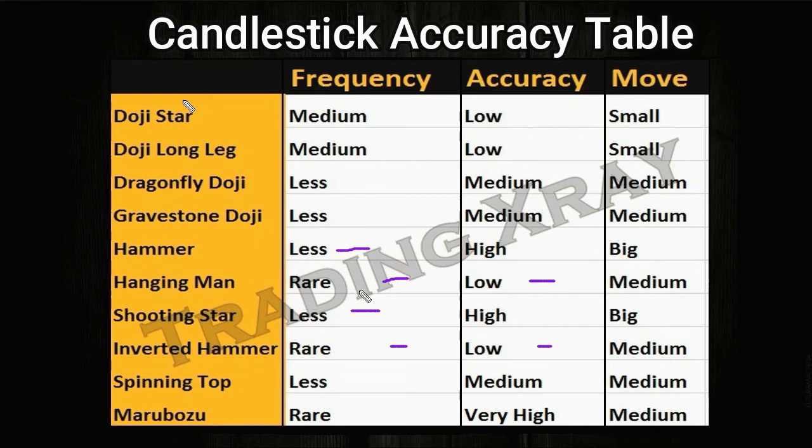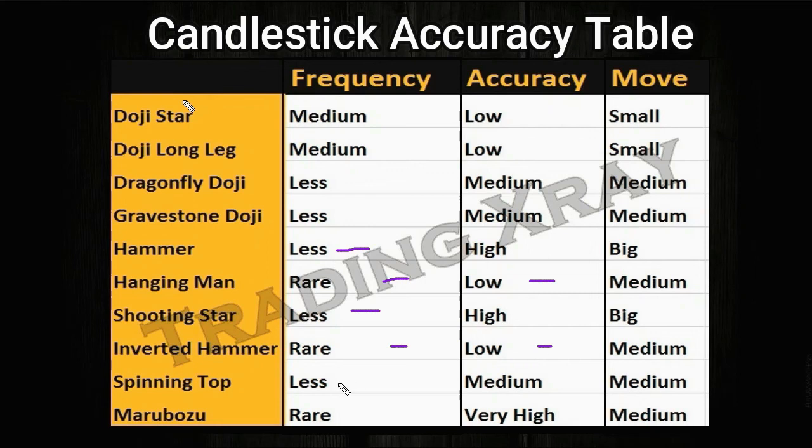The hammer should be at the bottom of the chart, but in the hanging man, the hammer occurs at the top of the chart, and the shooting star should be at the top of the chart, but in the inverted hammer it is found at the bottom of the chart. That's why the accuracy of inverted hammer and hanging man is low, so it's better to avoid them.